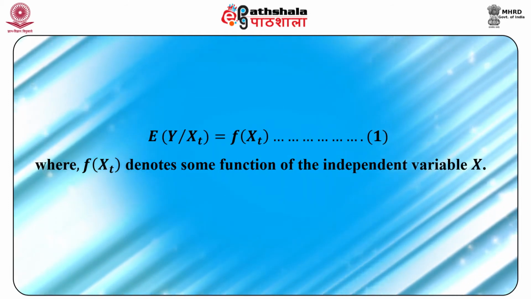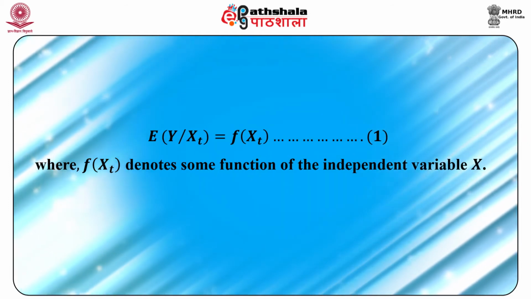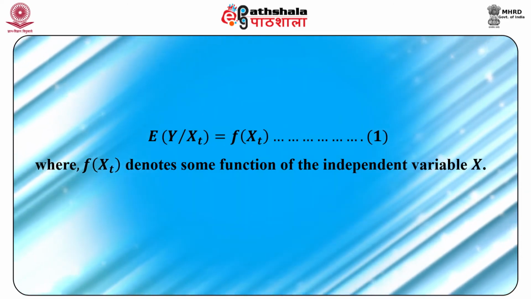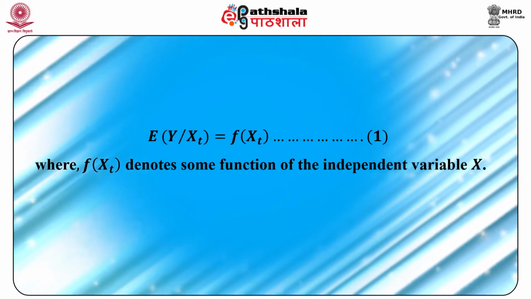This function tells us how the expected value of the distribution of y is related functionally to the value of xt in some way. Therefore, the question which arises is how do we relate this functional form, which is f(xt)? What shape or what form is it going to take? The functional form of the population regression function is both an empirical as well as a theoretical question, and we have to answer this question.